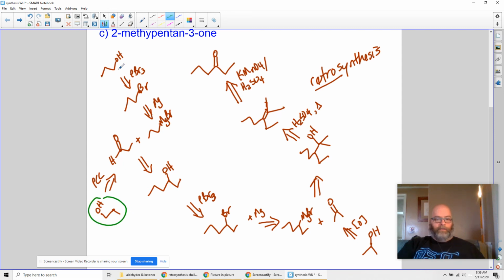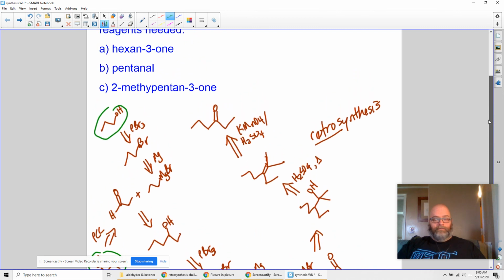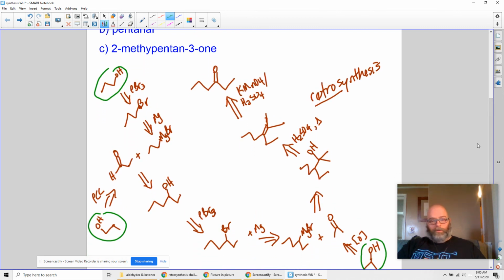3-carbon alcohols. At most, I could have used a single-carbon alcohol and so on. So every step of this pathway would have originally started with a reagent that was at most 3 carbons long. All right, so that's one proposed retrosynthesis of this hexan-3-one. Now you need to come up with a retrosynthesis of hexan-3-one.